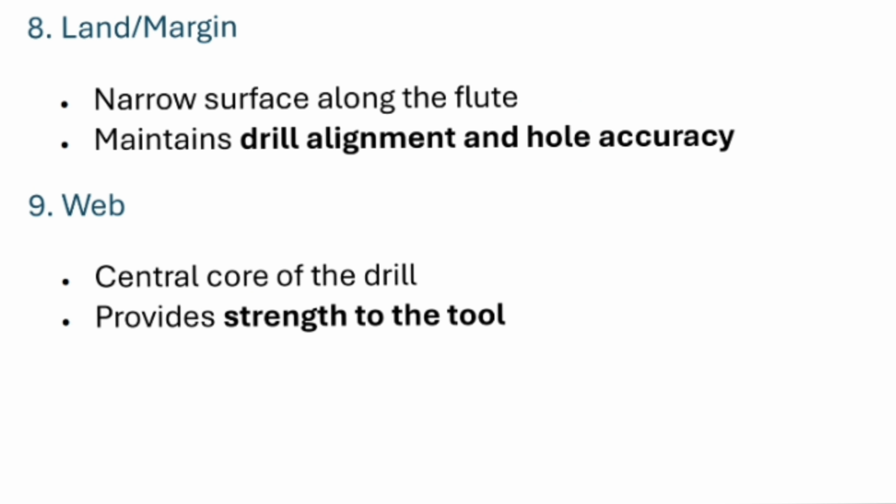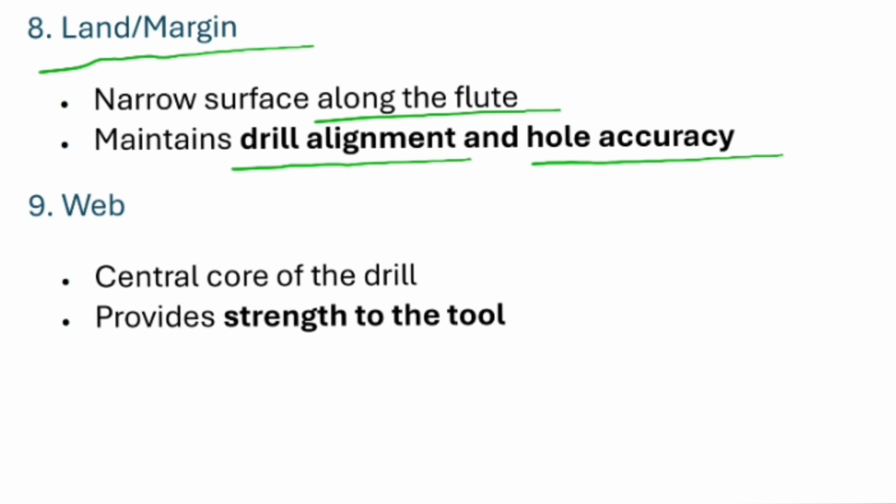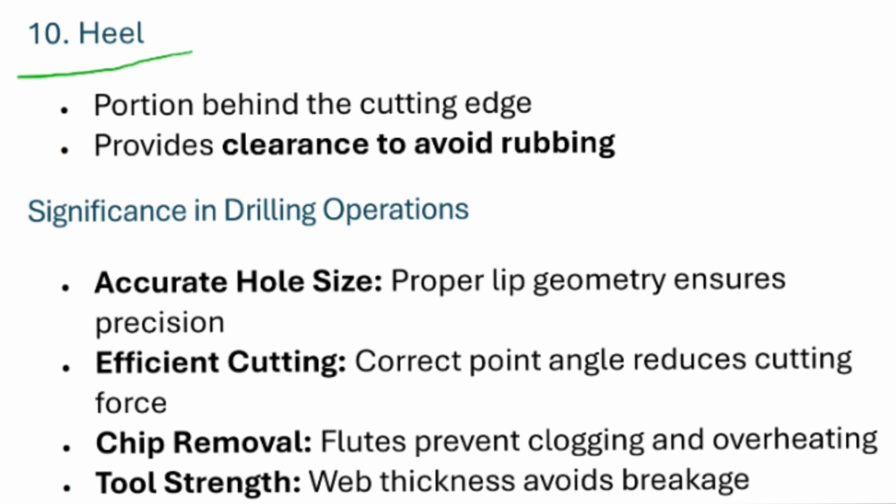And next is the land or margin. It is a narrow surface along the flute, and it maintains drill alignment and hole accuracy. Coming to the ninth one, the web, which is the center core of the drill. It provides strength to the tool. And the tenth one is the heel. It is the portion behind the cutting edge. It provides clearance to avoid rubbing.